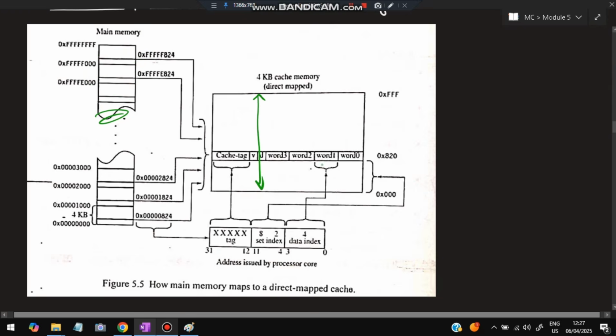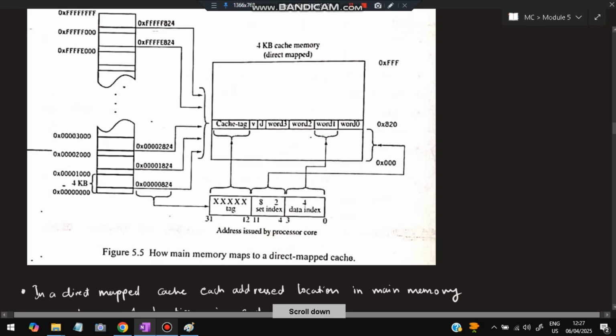Okay, and that will be identified by using the cache tag, the valid or dirty bit, and the word which I require. The word will be stored in the data index, the set index will calculate how many lines there are till the end, and the tag will identify which tag it is, so as to map to that particular line. If I want grape data, I will put grape here, so that it will select the cache line with the tag grape. So this is how the cache is connected with the main memory.